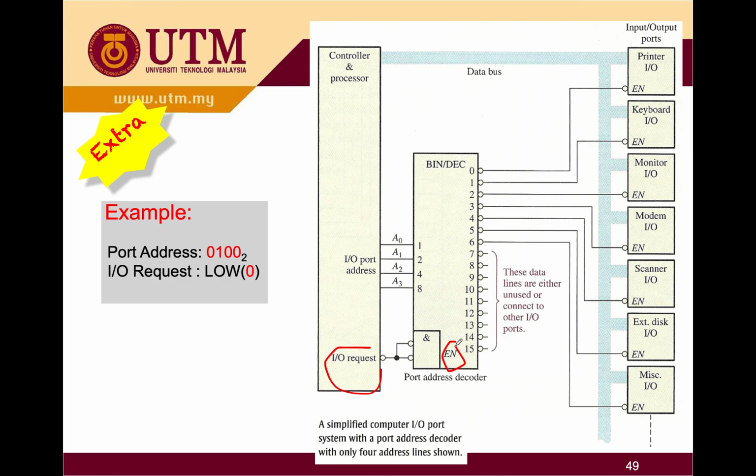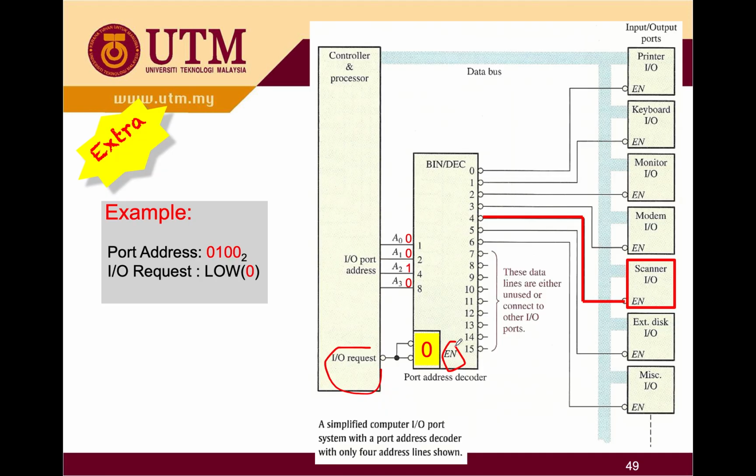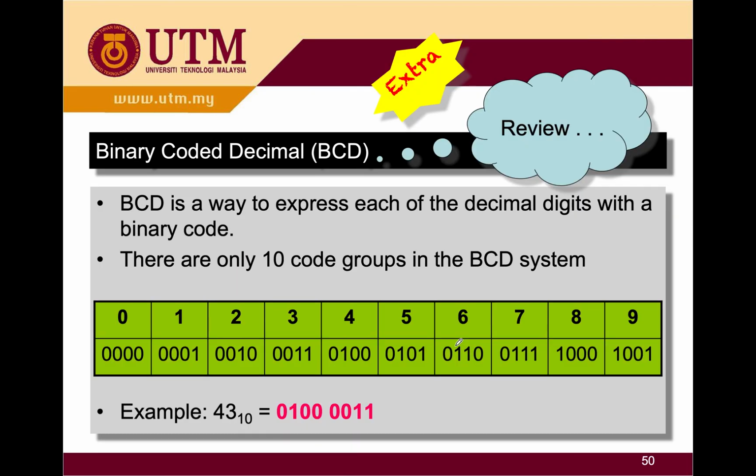A simple computer I/O port system with a port address decoder with only 4 address lines shown. This is the example. And still under your decoder, I think it is until that only. You can try the example and look what happened.